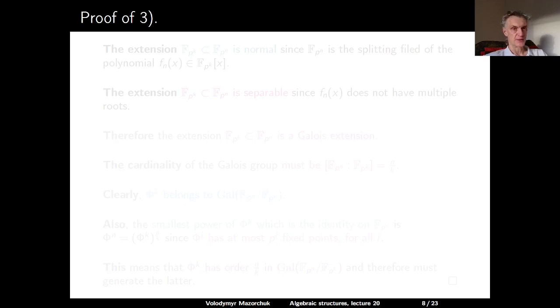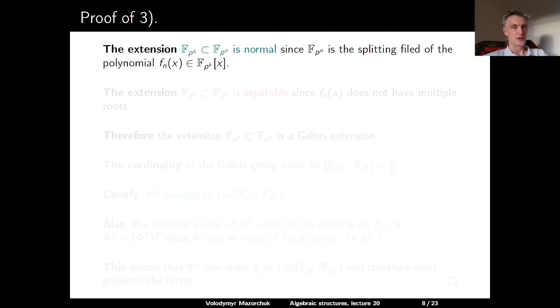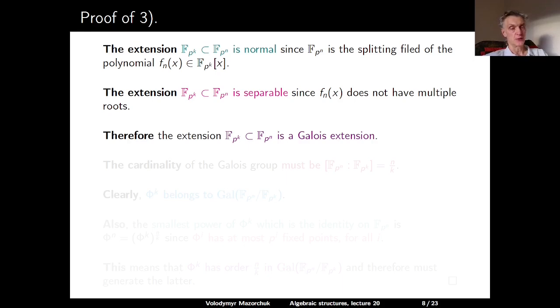Now let us prove claim 3. The extension from F sub p to the power k to F sub p to the power n is normal, since F sub p to the power n is the splitting field of a certain polynomial. This extension is separable because this polynomial, and that's the polynomial f_n, doesn't have multiple roots. And together, this means that our extension from F sub p to the power k to F sub p to the power n is a Galois extension.